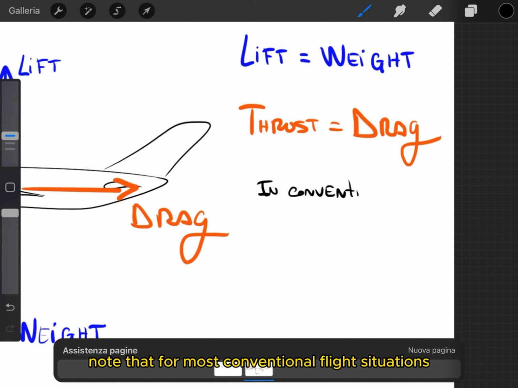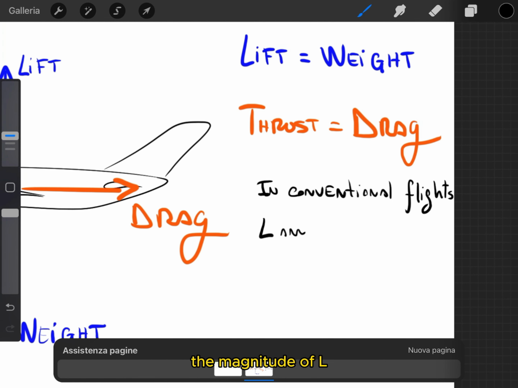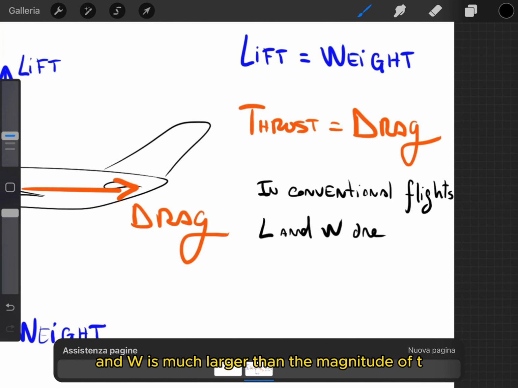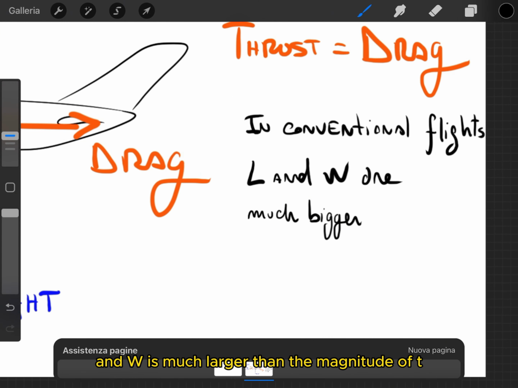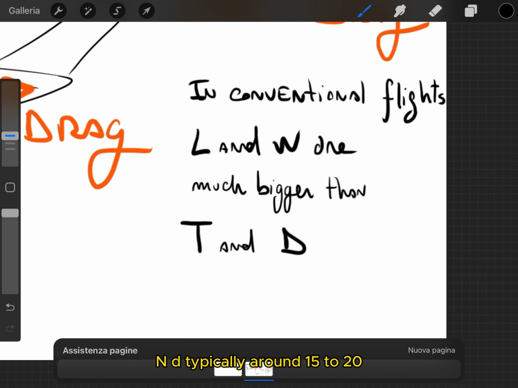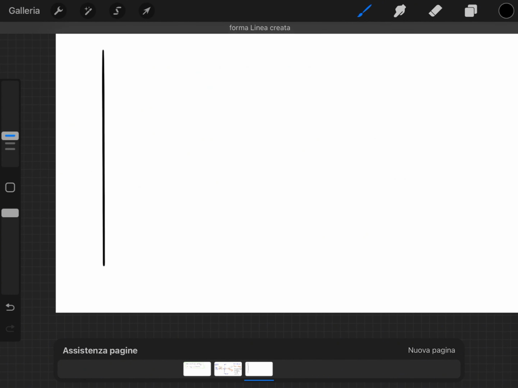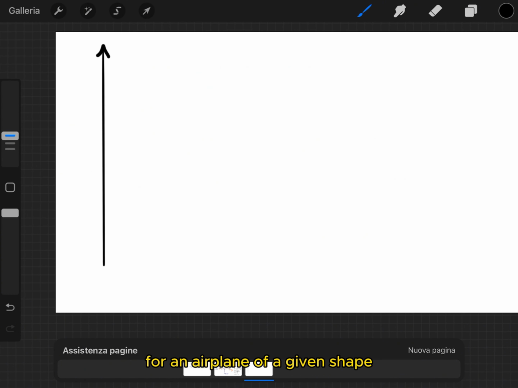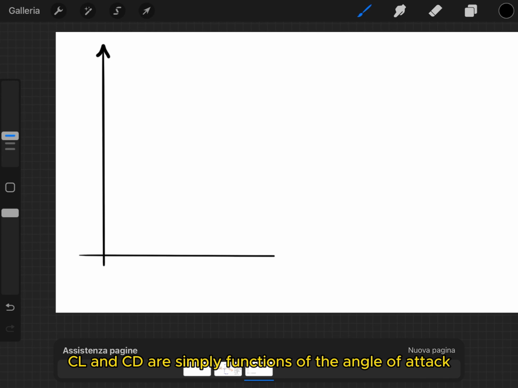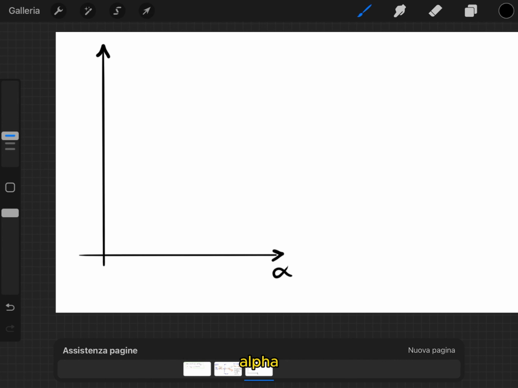Note that for most conventional flight situations, the magnitude of L and W is much larger than the magnitude of T and D, typically around 15 to 20. For an airplane of a given shape, at given Mach and Reynolds numbers, CL and CD are simply functions of the angle of attack alpha.